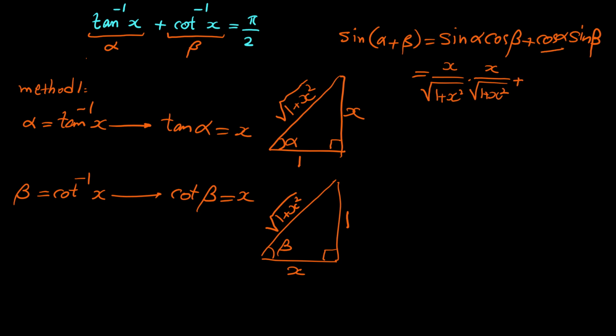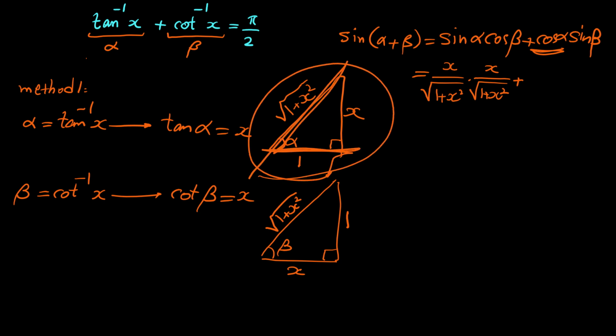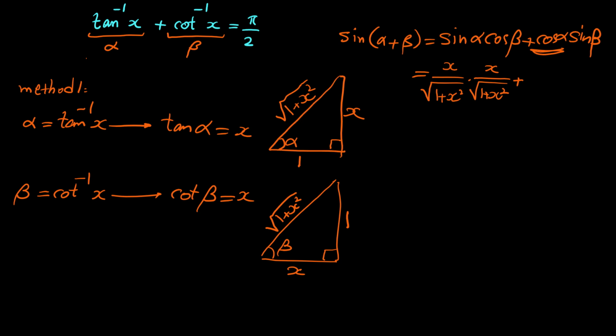Now we have to find cosine of alpha. Look at this triangle. Cosine is adjacent over hypotenuse, so cosine of alpha is 1 over radical 1 plus x to the 2. And sine of beta, sine is opposite over hypotenuse, and it is 1 over radical 1 plus x to the 2. So sine of beta is 1 over radical 1 plus x to the 2.